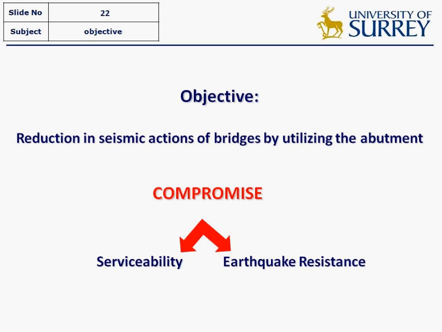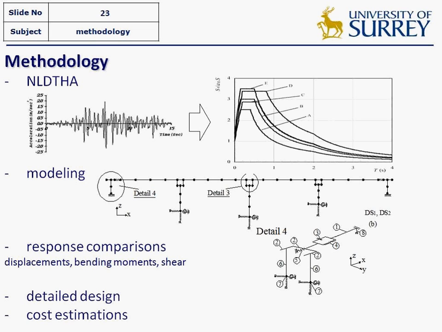So the initial thought when designing an earthquake resistant bridge that would incorporate the abutment and the backfill soil in the lateral resisting system was to compromise between serviceability and earthquake resistance. Serviceability requires flexibility, and earthquake resistance requires high capacity. The methodology, of course, is the typical methodology for designing and analyzing bridges against earthquakes: nonlinear dynamic time history analysis, with accelerograms compatible with Eurocode 8, Part 1 response spectra, detailed modeling of the dynamic system, and comparisons in terms of displacements, bending moments, and shear actions of bridges to see if the new, unconventional concept is efficient.